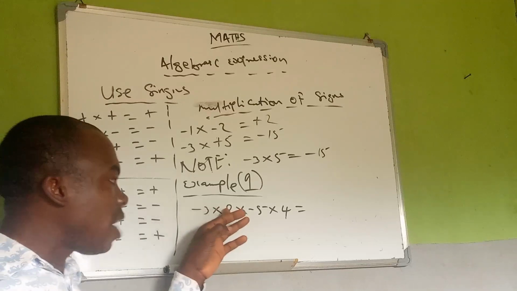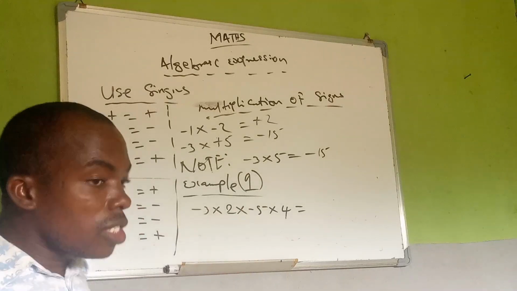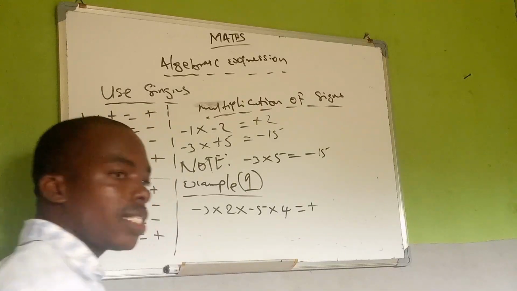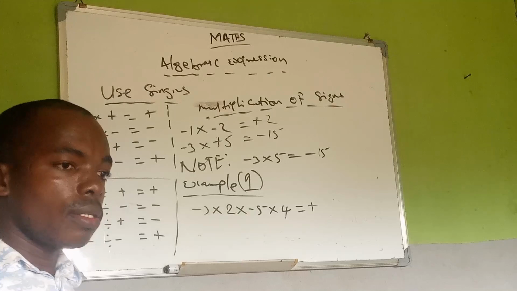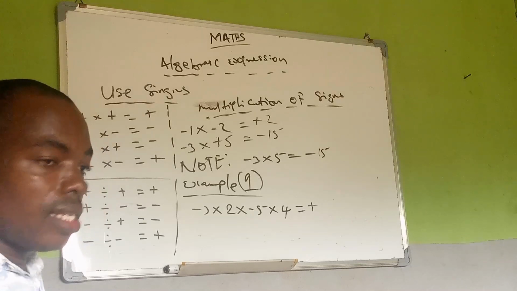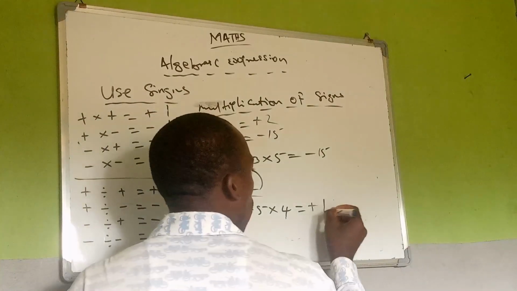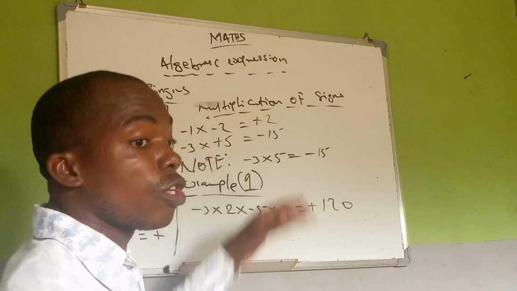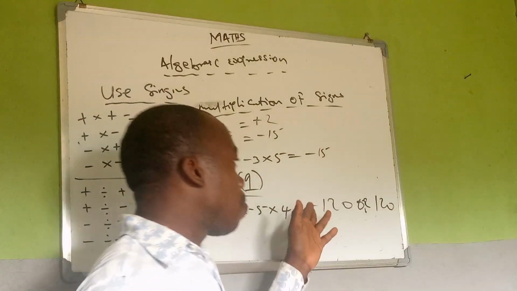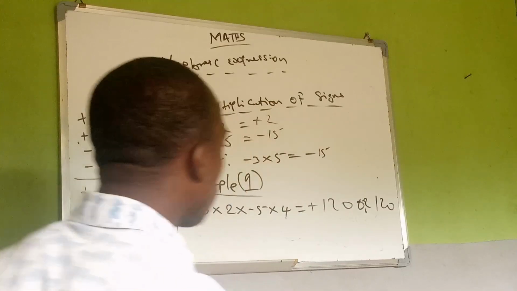Minus times plus is minus. That minus times minus is plus. That plus times plus is plus. So we have plus here. The next thing is 3 times 2, which is 6. Then 6 times 5 is 30. 30 times 4 is 120. So the answer is plus 120, or just 120. Whether there is a plus in front or no plus in front, the answer is 120.